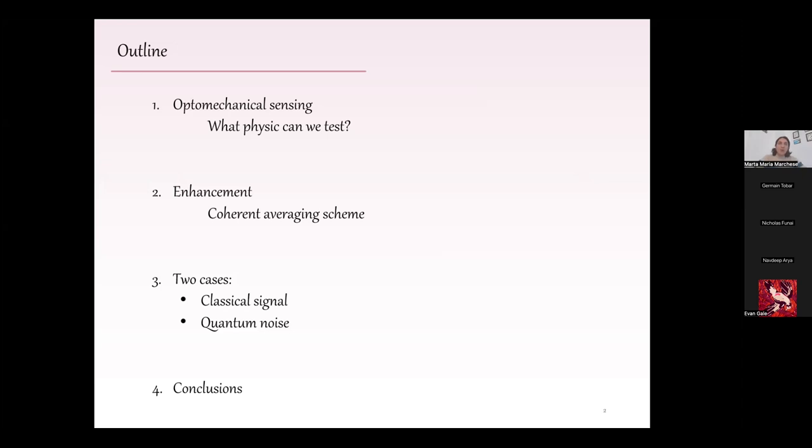And the second point that I would like to move after is about enhancement. So there are ways to get some enhancement in the detection of signals, enhancement in the sensitivity. And I just want to focus on the one we are using here. So that is this coherent average scheme.